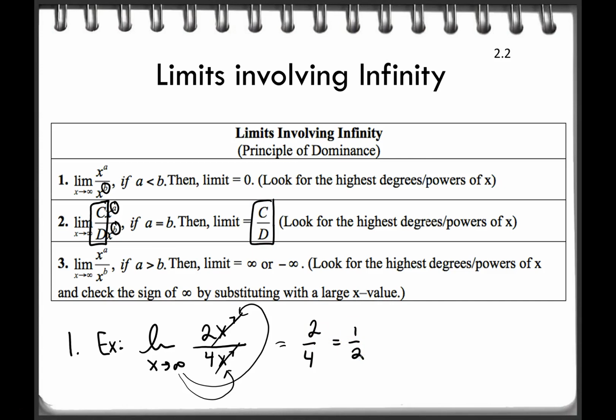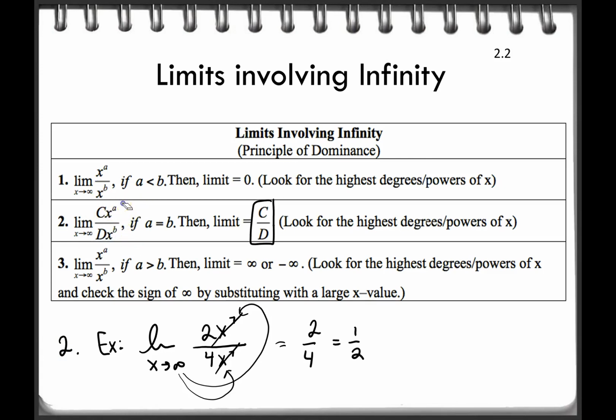So again, if the exponents are the same, then your limit is going to be the ratio of the values in front of your x, your coefficients. Oops, that should have been a 2. That's my bad. All right, next one, let's take a look at number 3.